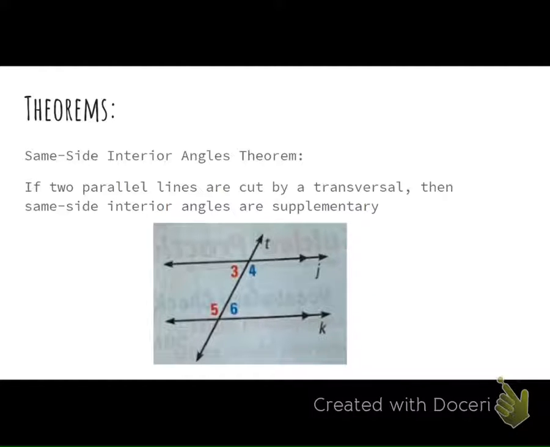What does it mean to be supplementary? Close. Not 90. 180. So remember, supplementary means 180. And so all the rest of them are congruent except for this one type.